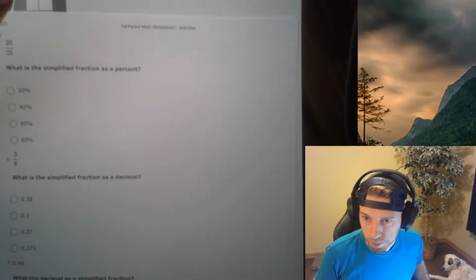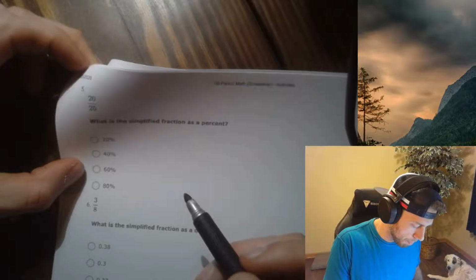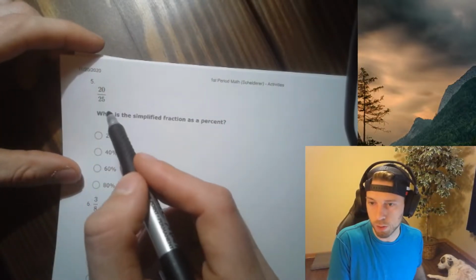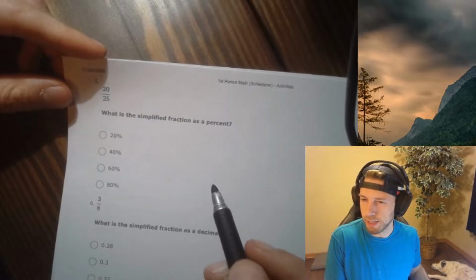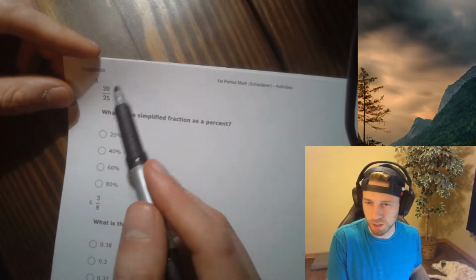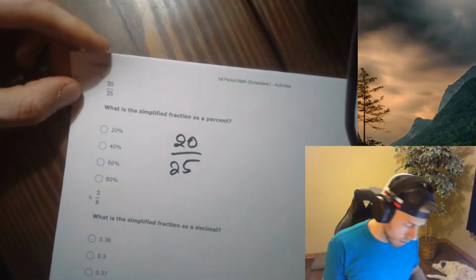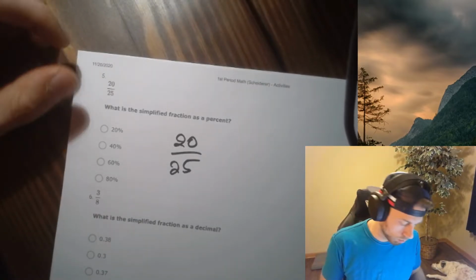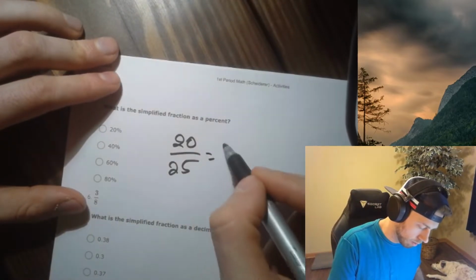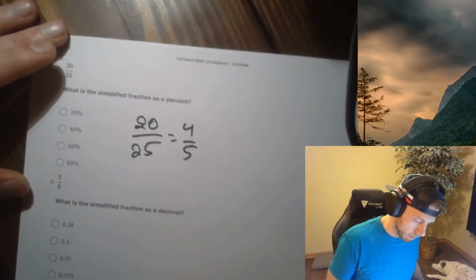Next. Number 5. What is the simplified fraction as a percent? So we need to take 20 over 25 and simplify it, and then find it as a percent. You don't necessarily need to simplify this to find it as a percent, but you can simplify it if you want to. Divide it by 5 and you get 4/5. But either way, turning it into a percent.